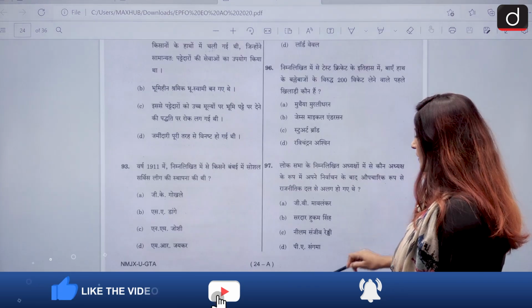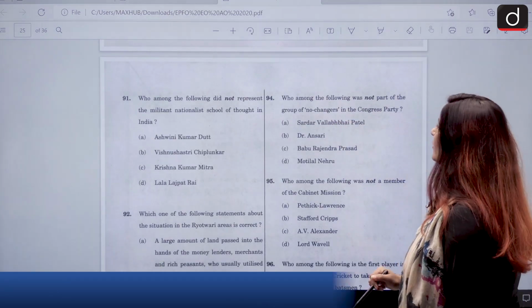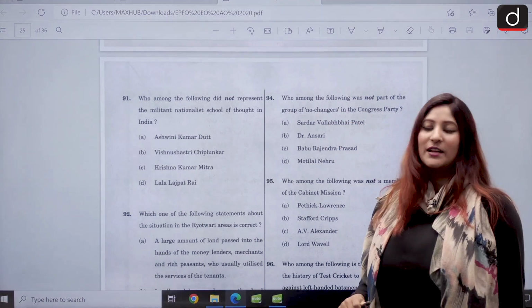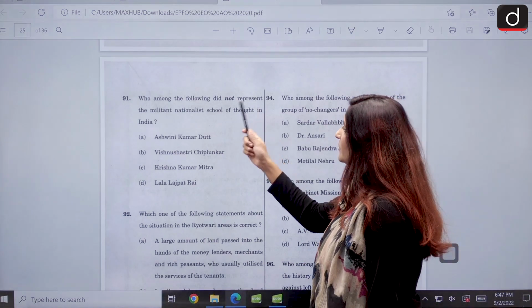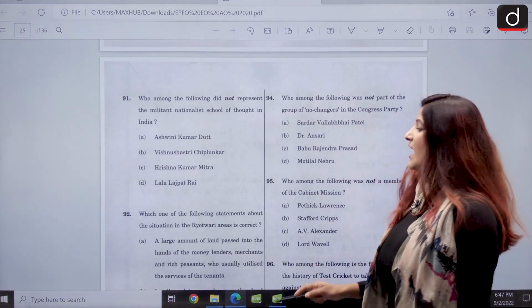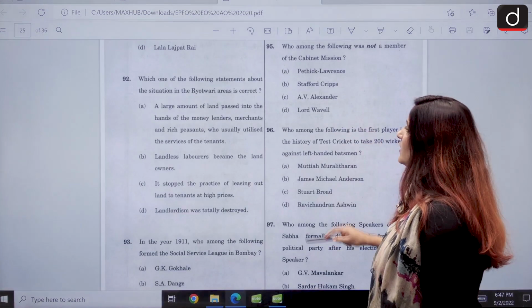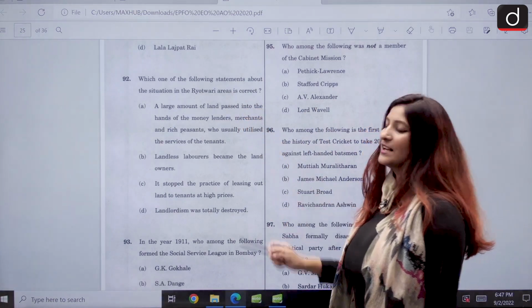Moving ahead. Who among the following was not part of the group of no-changers in the Congress party? Modern history. Important. Who among the following did not represent the militant nationalist school of thought in India? We have our options, and modern history it is. Again, which one of the following statements about the situation in Raiyatwari areas is correct?